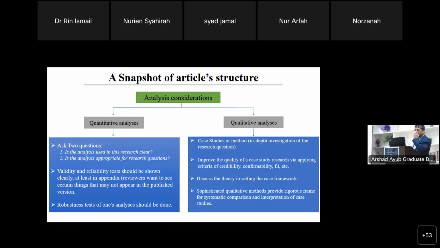Now talking about the analysis part, it could be quantitative analysis or it could be qualitative. If you do a quantitative analysis, you ask two questions. Is the analysis used in the research clear? Is the analysis appropriate for the research question? Validity and reliability tests should be shown clearly, at least in the appendix. Reviewers want to see certain things that may not appear in the published version.